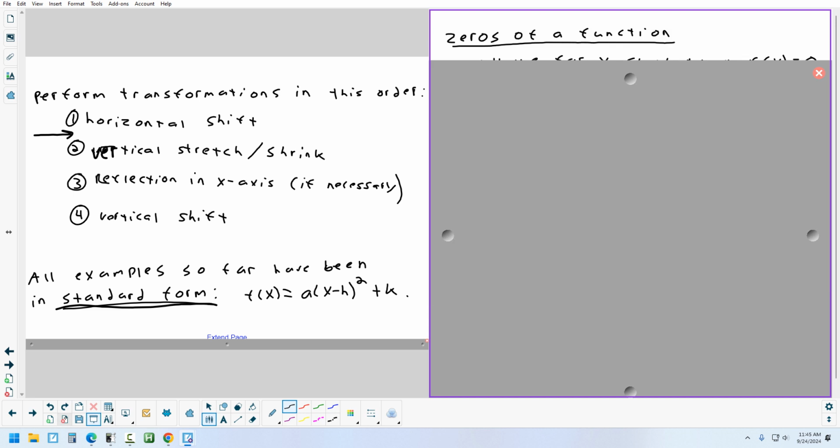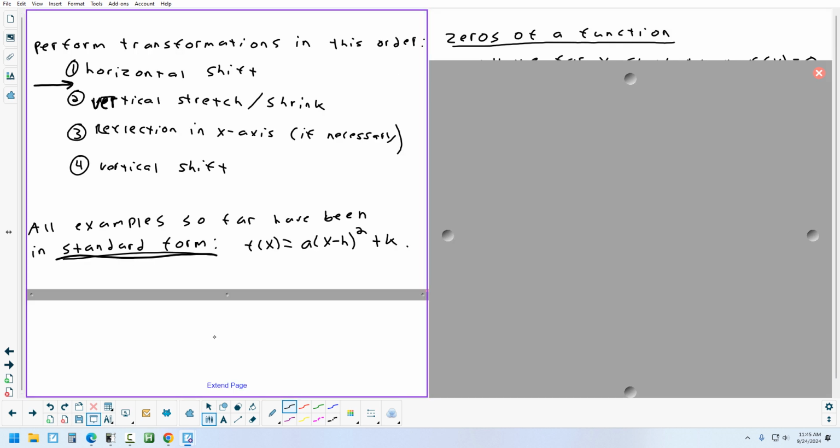All right, so the last thing we're going to look at is when you draw a parabola, I want to figure out how many different cases there are for what we call zeros. Zeros are where the graph crosses the x-axis. Okay, that's a 0.